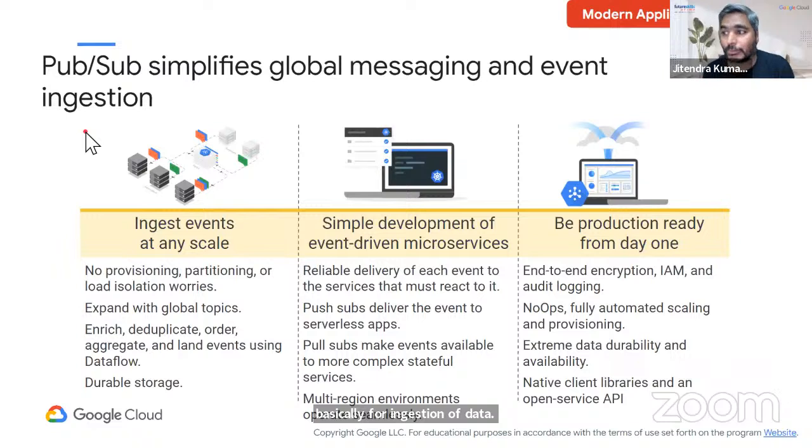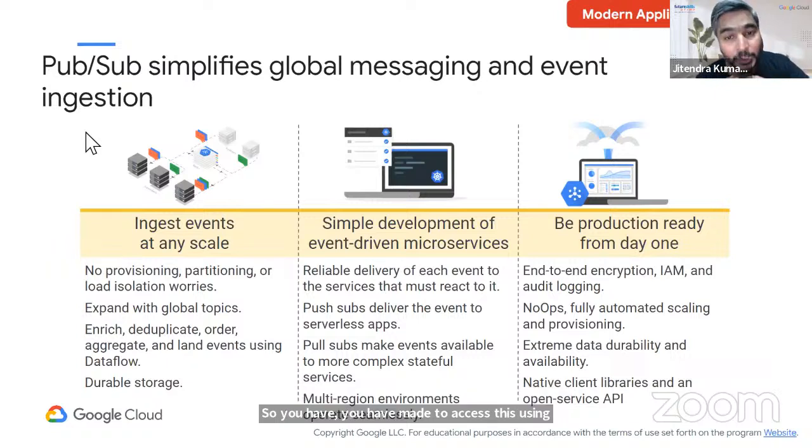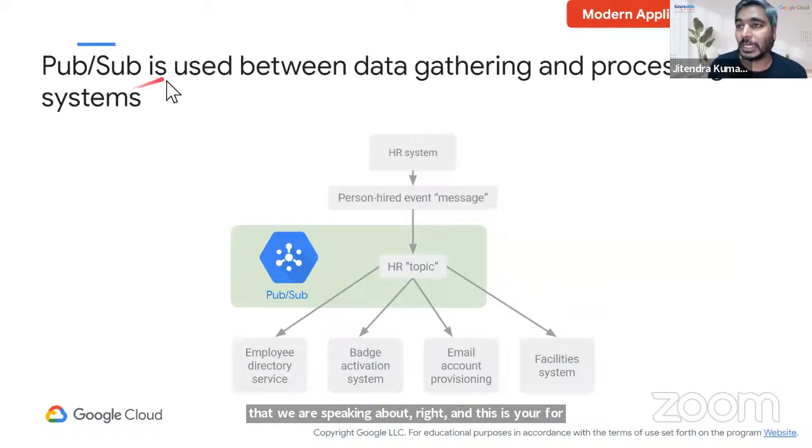It gives you durable storage. It gives you the ability to have high availability because you can configure multi-region mode, right? And how do you access? So you have ways to access this using GUI, using CLI, using API call, right? Multiple mechanisms are there for you to use Pub/Sub here. So publisher subscriber or Pub/Sub is a service critically part of ingest, part of the data pipeline that we are speaking about, right? And this is your messaging service, for asynchronous communication. This becomes your useful capability.